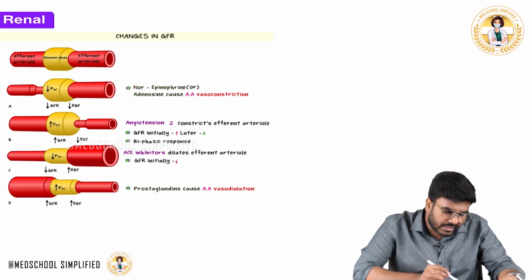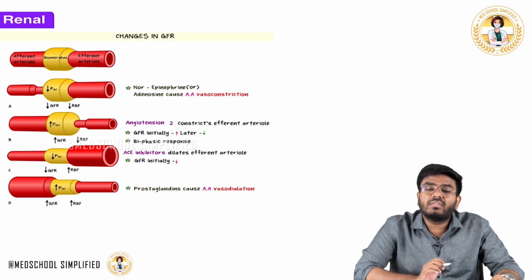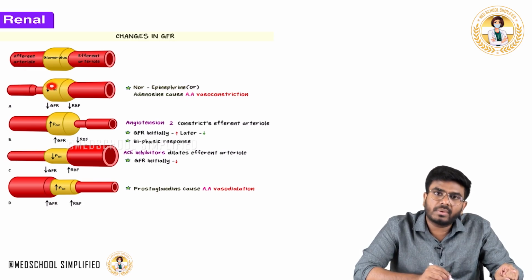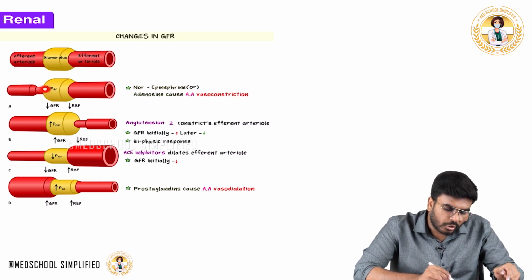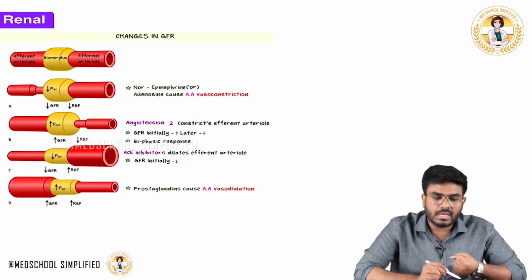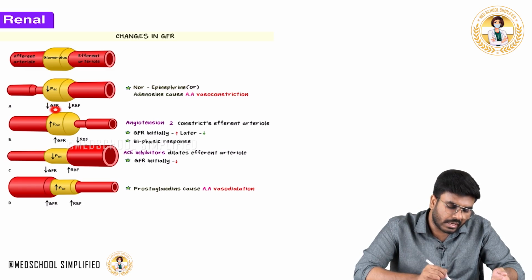Now see, in this condition what exactly are we doing? The afferent arteriole is getting constricted. When you constrict the afferent arteriole, what will happen? The amount of blood going to the glomerulus decreases. So what happened to the GFR? GFR decreases. If the afferent arteriole is constricted, the amount of blood coming to the glomerulus decreases. The pressure generated in the glomerulus decreases. So automatically GFR decreases.